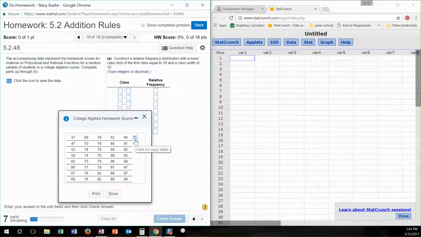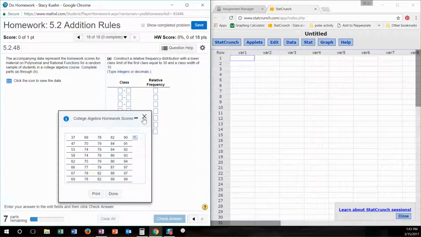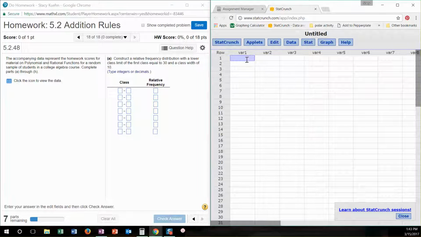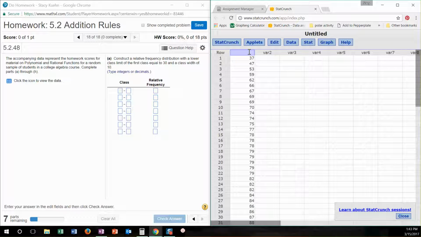In order to do that, I'm going to copy the information over into StatCrunch by clicking that icon, copy to clipboard, and it's highlighted everything in there. Off the keyboard, I'm going to hit Control-C. It copied my information for me, and I am going to paste it by clicking the cell over here in StatCrunch and hitting Control-V. So these are the test scores from my problem, and I now want to create a relative frequency distribution for these test scores.